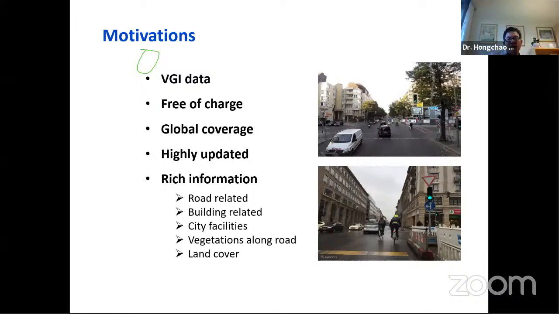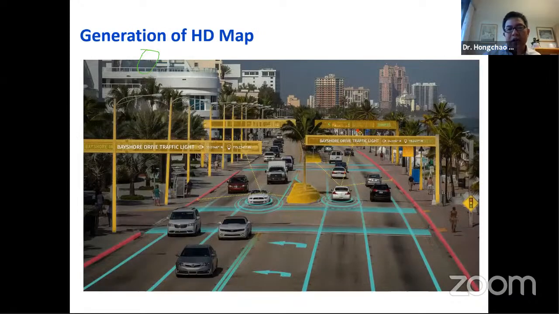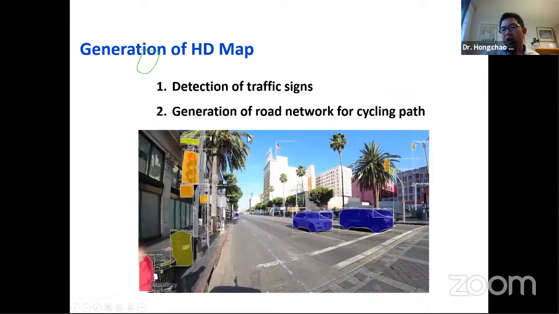Yeah, with Mapillary, the research communities have done work on traffic sign detection, and we have also done something, as you can see here. The motivation I don't have to explain much, because it is free of charge. It's highly updated and covers the whole globe. We can use this data for high definition maps. So here at NTU, we detect the traffic signs and generate the cycling road map for OpenStreetMap.